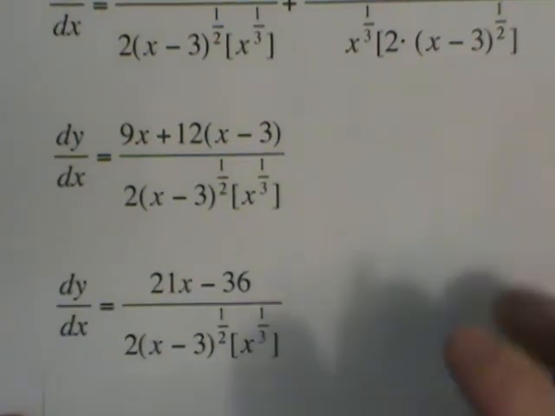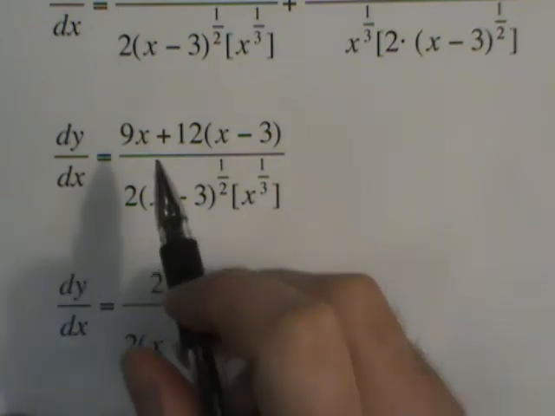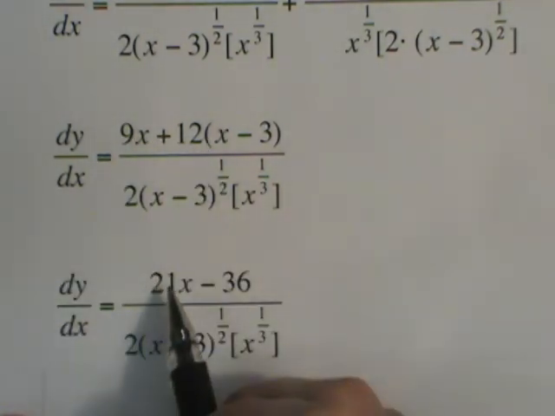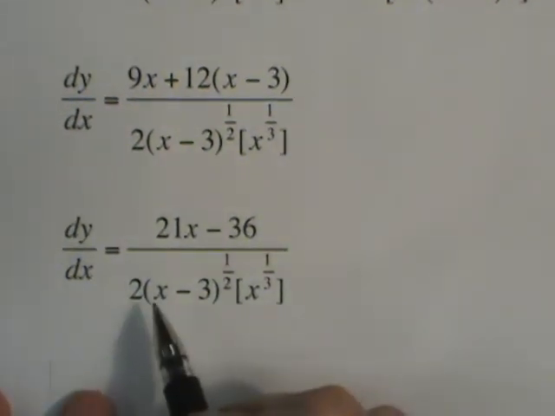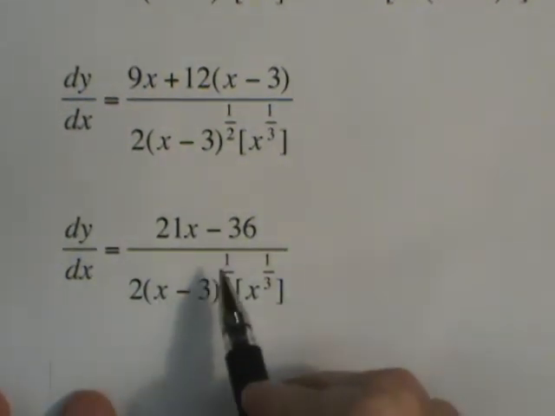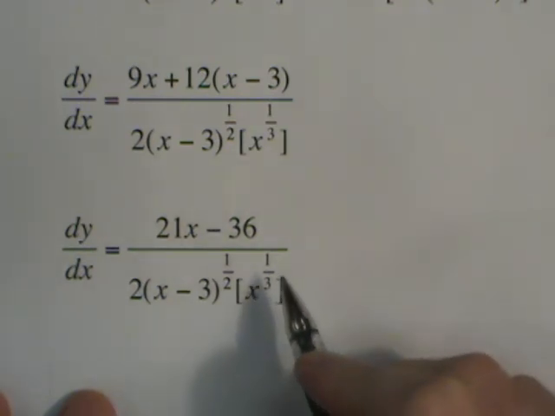And so in my last line here, I write 21x, because 9x plus 12x is the 21x, minus 36, over that common denominator of 2 times the quantity (x minus 3) raised to the 1/2 times x to the 1/3.